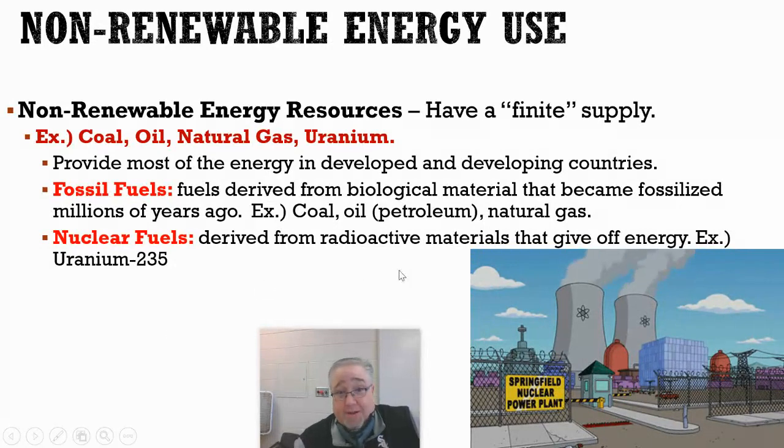Nuclear fuels are things that are derived from radioactive materials. The most common one is uranium-235. Again, we have to mine for that. And once we obtain it, we can use it to generate nuclear energy, and there are a lot of nuclear power plants in our country that utilize that type of energy.